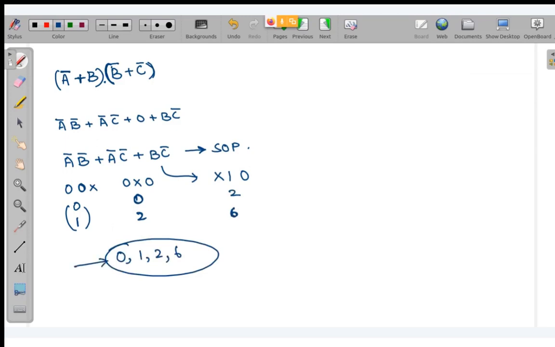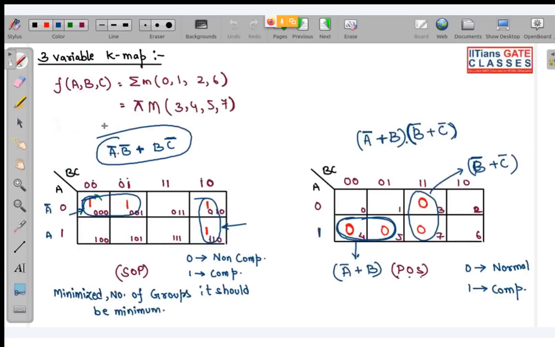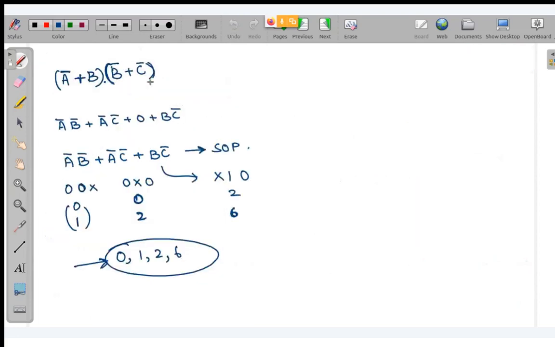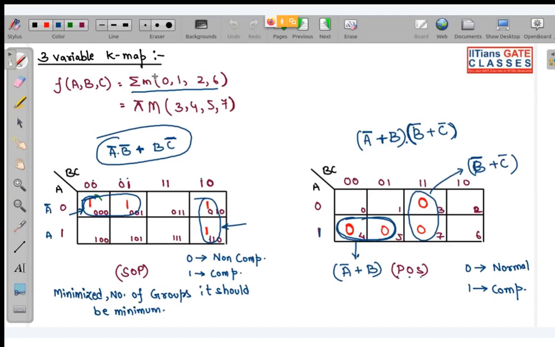So 0, 1, 2, 6 is what? From this is the place only we have started. You can see from this POS expression, I got this SOP expression which is same as the example. Now did we understand what I was trying to say to you? Did we understand or not?